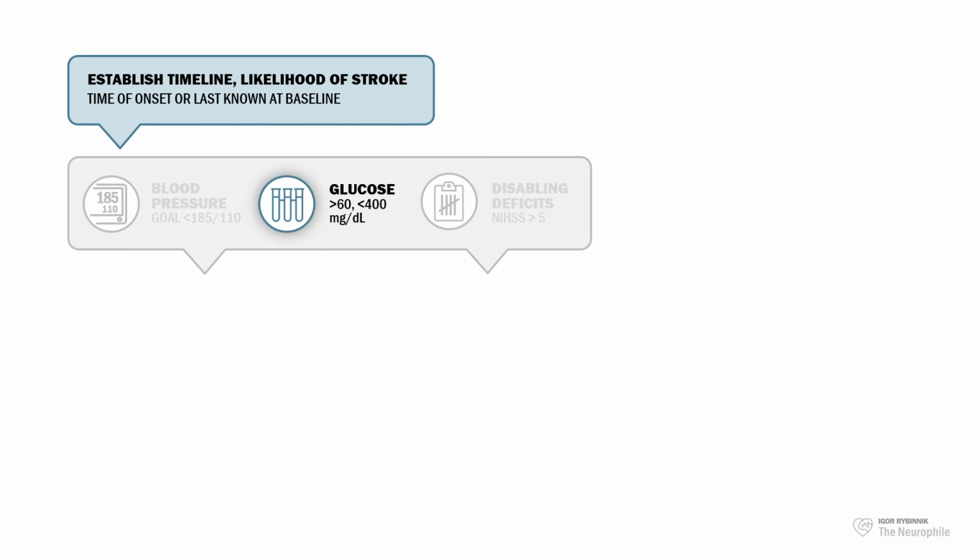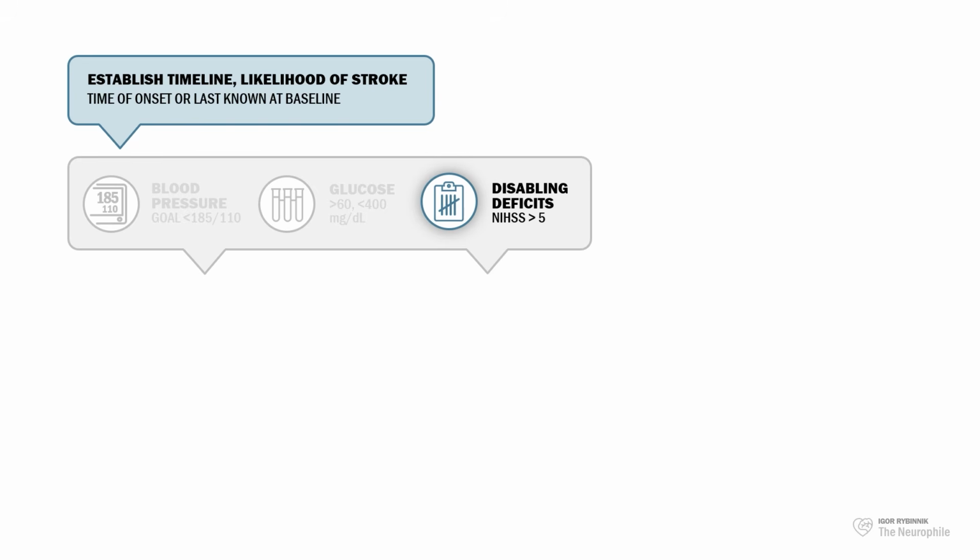During a stroke code, every patient gets a glucose check, because hypoglycemia may result in neurological deficits, even focal ones. Different parts of the brain use glucose at different rates, and are therefore differently sensitive to hypoglycemia. The sweet spot for glucose before fibrinolysis is 60 to 400 milligrams per deciliter. In order to justify taking the small risk of hemorrhage, we need potential gains of significant neurological function. So NIH stroke scale serves to document disabling deficits, which is usually a score of 5 or above.